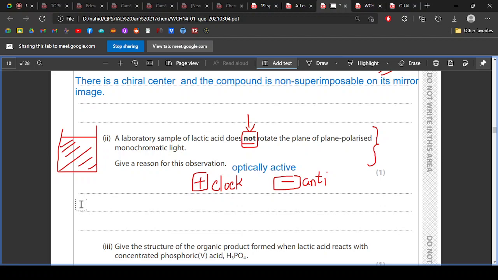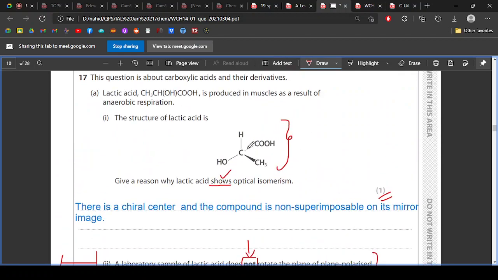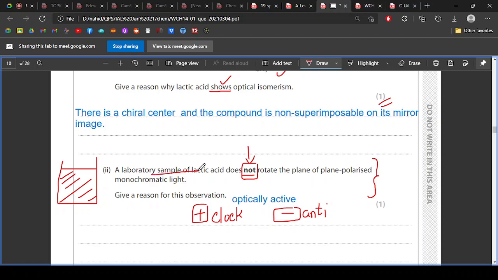Yes, so your answer is kind of correct, but what you have to say is that the actual thing is lactic acid can rotate the light. But the problem with this sample was that it unfortunately had both the positive enantiomer and the negative enantiomer. And not only did they have both, they had both in equal concentration. That's the most important point.